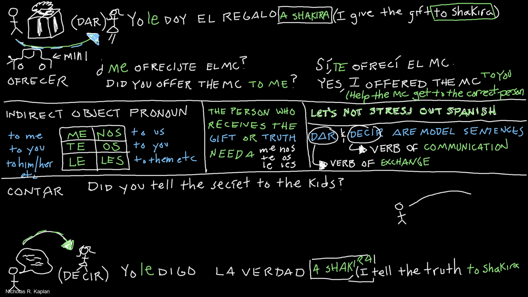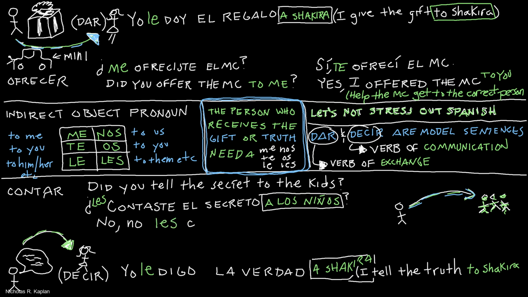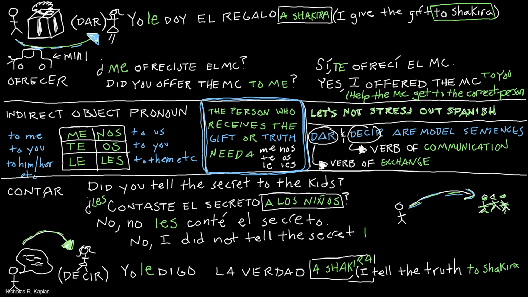But Spanish, again, says that's not enough. When we have a verb of communication, information is going from one person to another. That a los niños isn't good enough. We need an indirect object pronoun. Which one do we need of the me, te, le, nos, os, les? Whoever is receiving the information. Les. ¿Les contaste el secreto a los niños? Did you tell the secret to them? You could say, no. No les conté el secreto. No, I did not tell the secret to them.